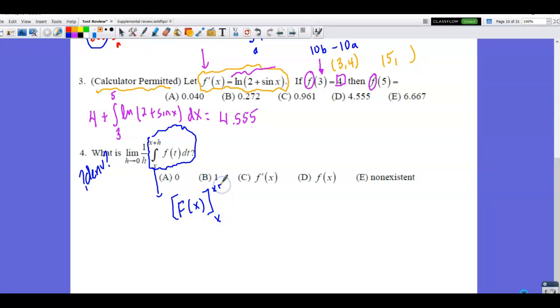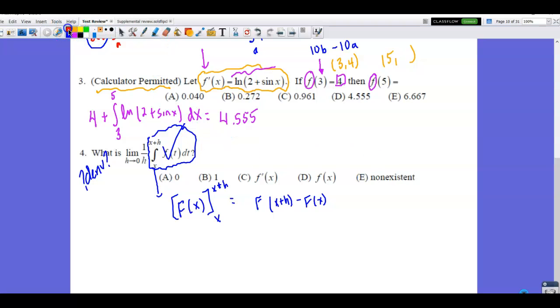So I'm ignoring the divide by h. I'm ignoring the limit as h approaches 0. I'm just doing the problem bit by bit, starting on the innermost part and working my way out. I'm using the FTC part 1. So I will evaluate big F at the upper bound. So big F of x plus h minus big F of x. That takes care of that part right there.